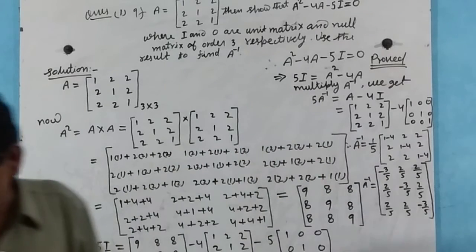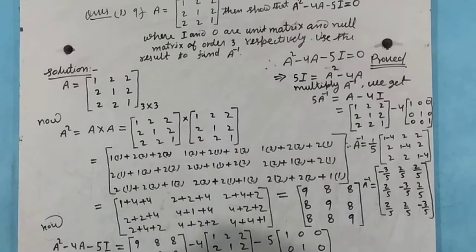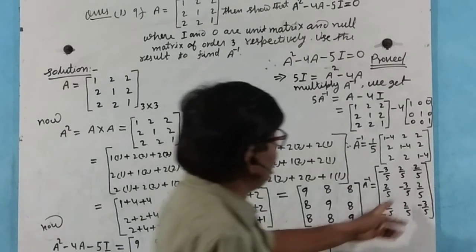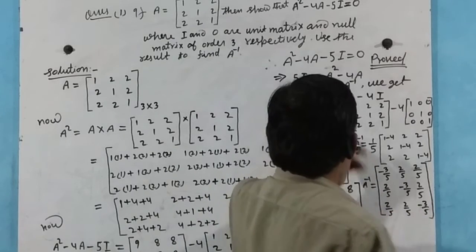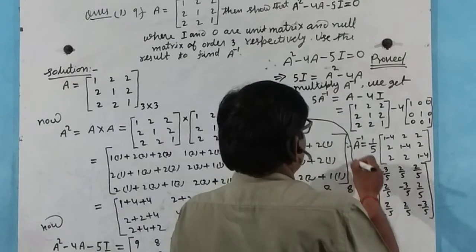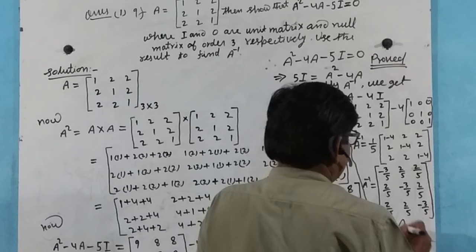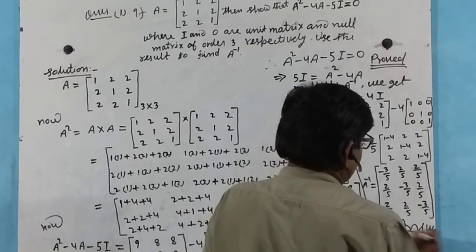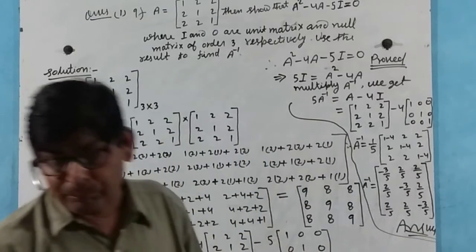Now this is our result. A inverse is the matrix with minus 3 by 5 on the diagonal and 2 by 5 elsewhere. This is the A inverse of the matrix A, the answer. Now we take the second problem.